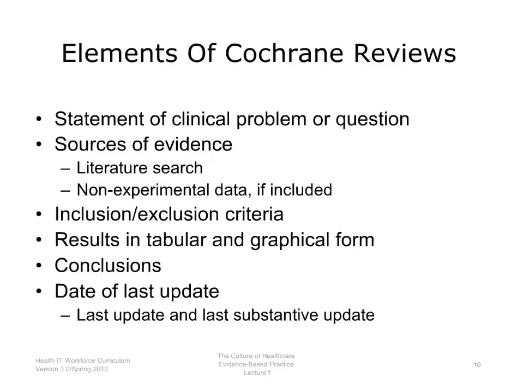A Cochrane review is a systematic review. So there is a statement of the clinical problem or question and sources of evidence, which are typically gathered from a literature search. A small number of Cochrane reviews also include non-experimental data, although that is somewhat controversial. The inclusion and exclusion criteria for evidence are stated. The results are presented in both tabular and graphical form in a variety of ways. Next are the conclusions that come from the review. If there is meta-analysis, the results of the meta-analysis will be described.